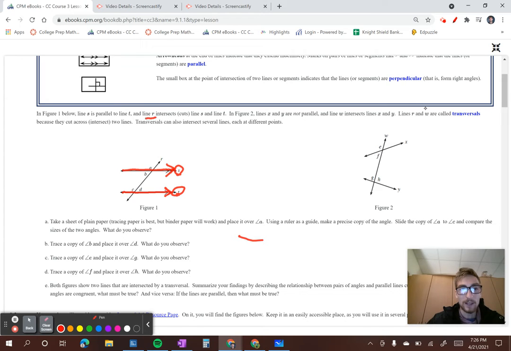And then it says line R intersects or cuts line S and line T. So I'm going to do it in a different color. Here's line R. This would be our transversal. All right, because it's intersecting these other two lines.